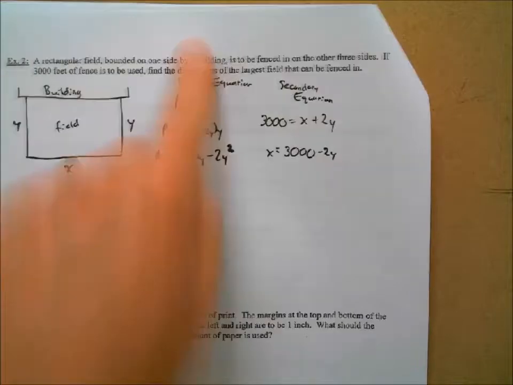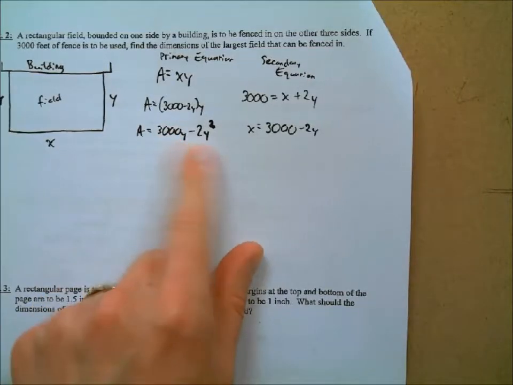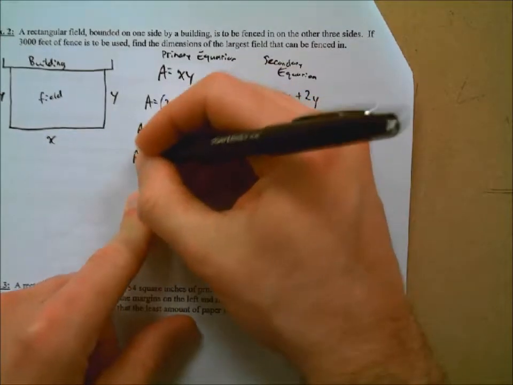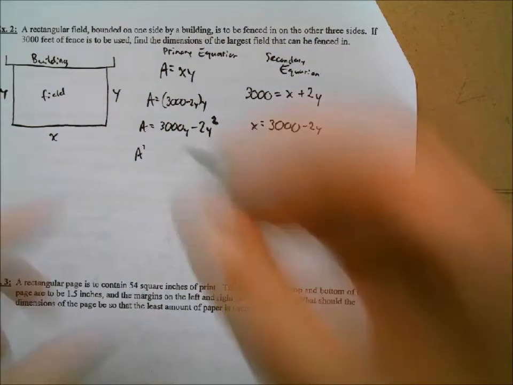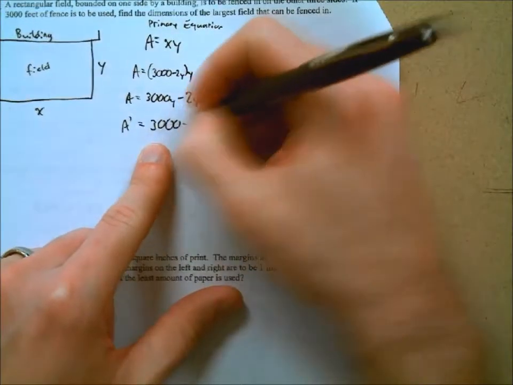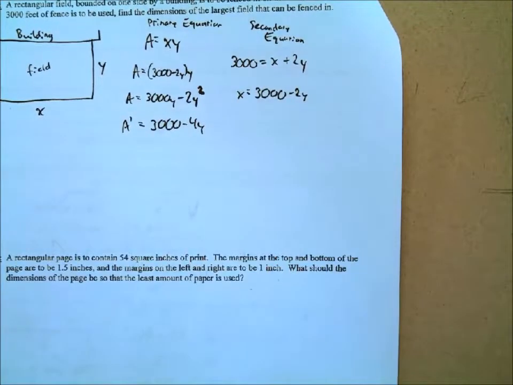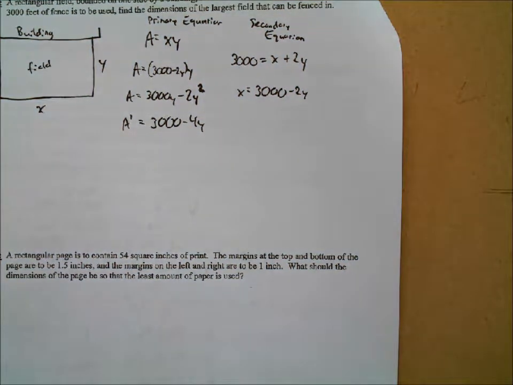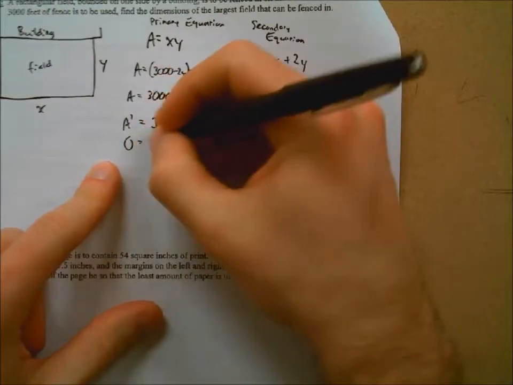Same thing here, right? We rewrote things now in terms of y, so I'll take the derivative of this with respect to y. So we end up with A prime. If you want to call it dA/dy, that's fine, but A prime is okay too. Derivative of 3,000y is just 3,000, and then minus 4y. Okay? We've got the derivative. Now what should we do? Set it equal to 0, find those critical points. Good job.